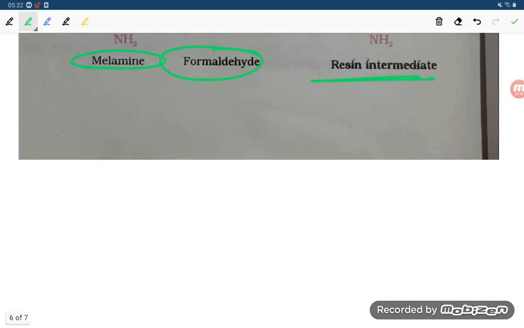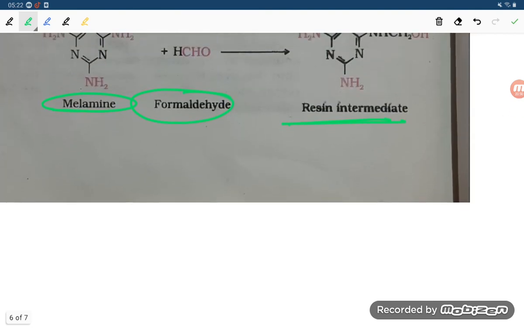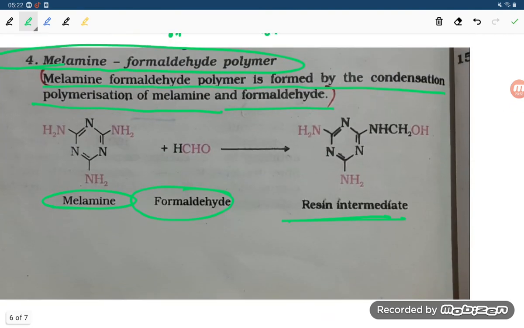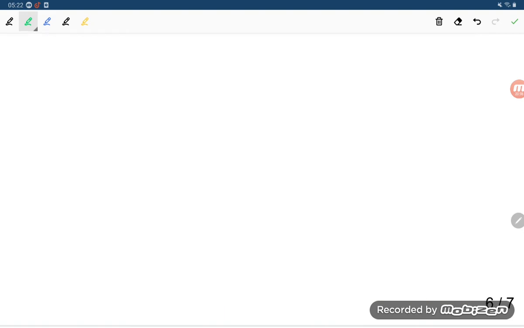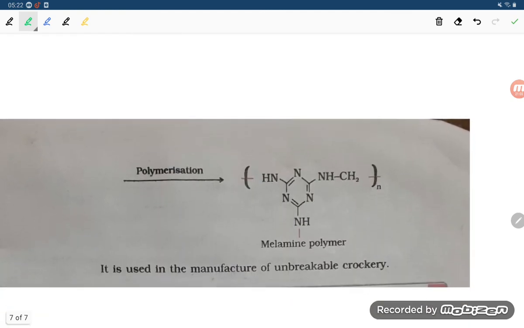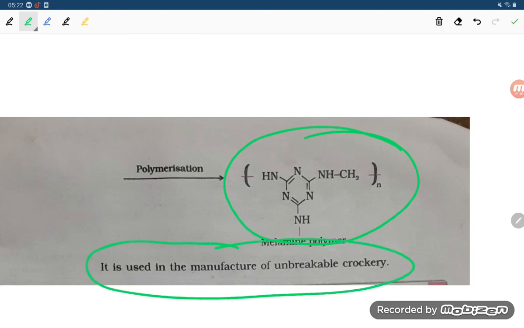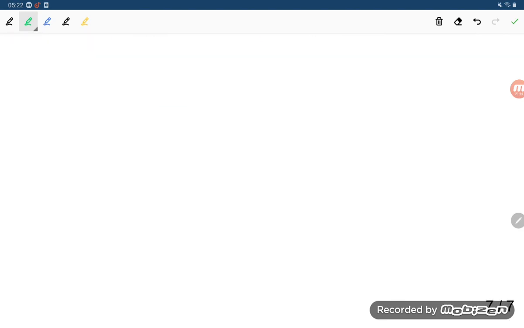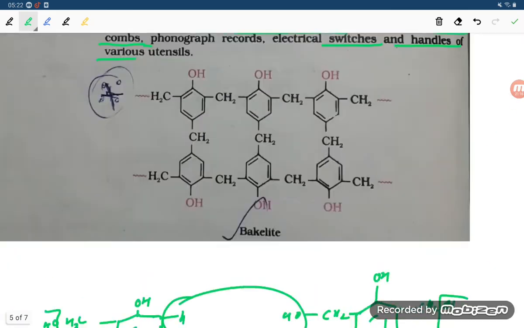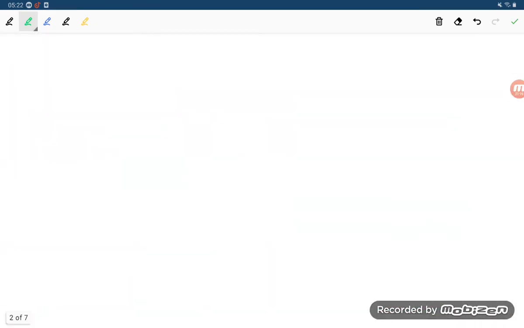And how do these melamine formaldehyde polymers form, student? Firstly, they give an intermediate, and after the intermediate, it undergoes polymerization and forms the melamine polymers. It is used in the manufacture of unbreakable crockery. So this is all about condensation polymerization, student.